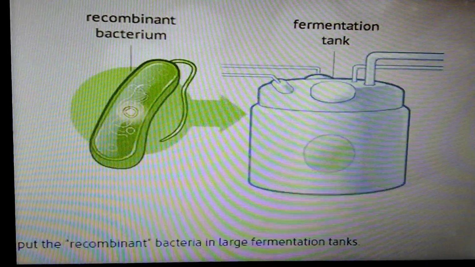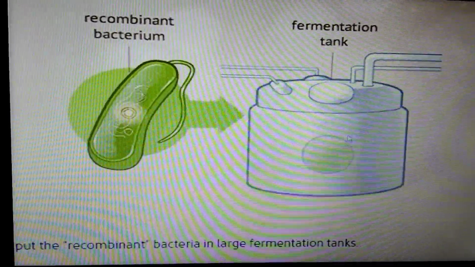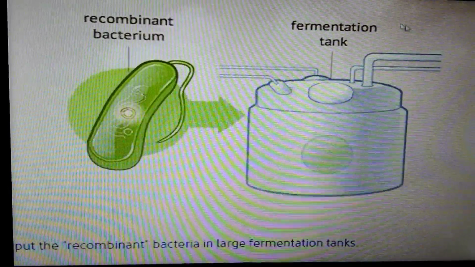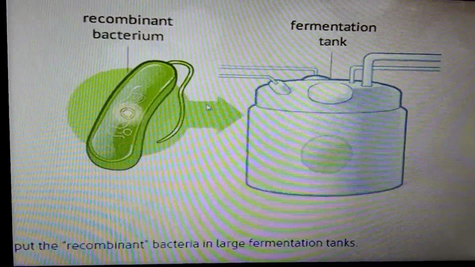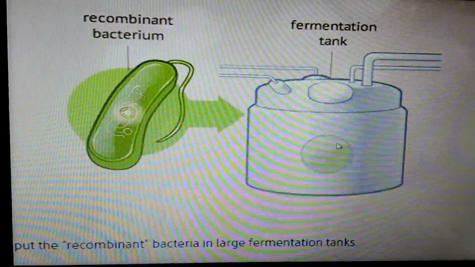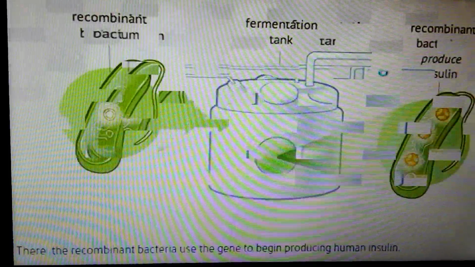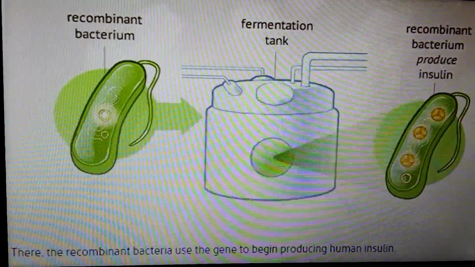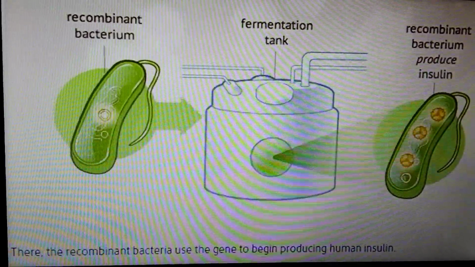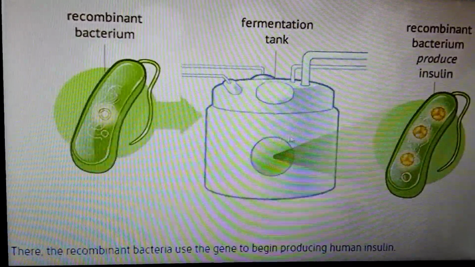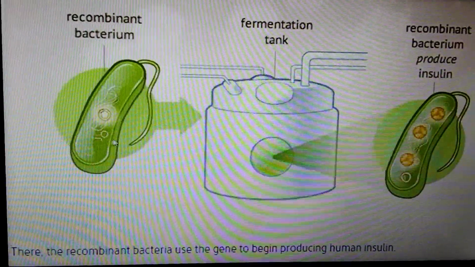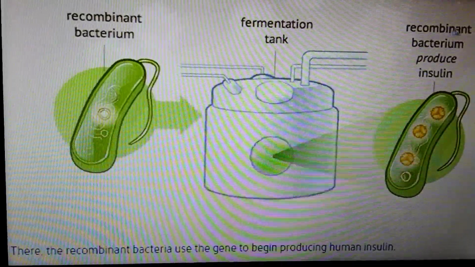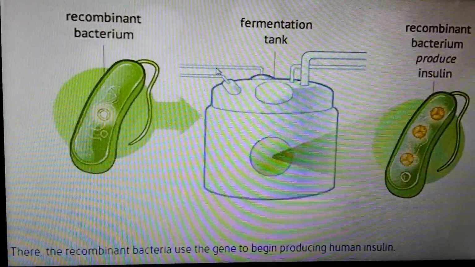In this diagram, we can see a fermenter tank and the recombinant bacterium. We are putting the recombinant bacteria, in the green color, in the large fermentation tank. Next, in this diagram, the recombinant bacteria use the gene to begin producing human insulin. Using the fermentation tank, human insulin is produced. Putting the recombinant bacteria into the fermentation tank, the result is that the recombinant bacteria will produce the insulin.